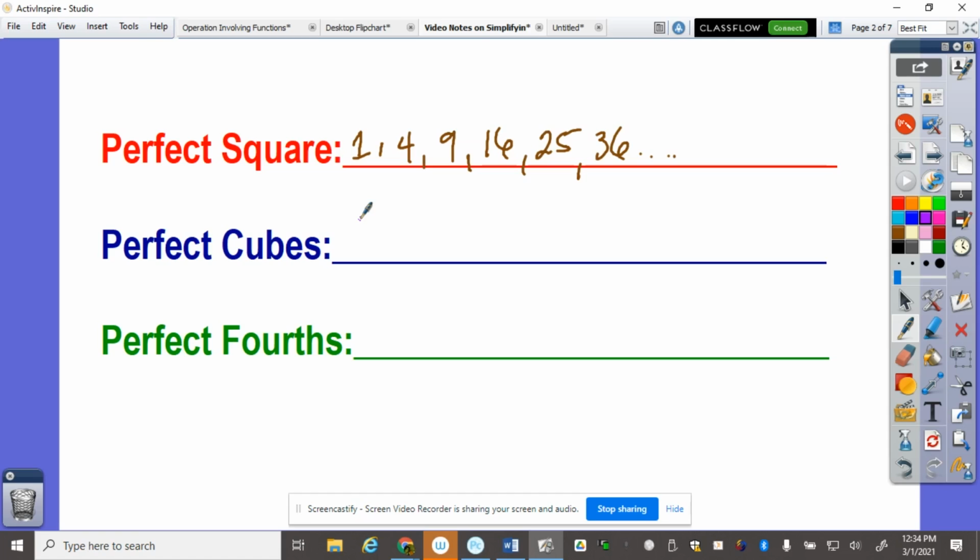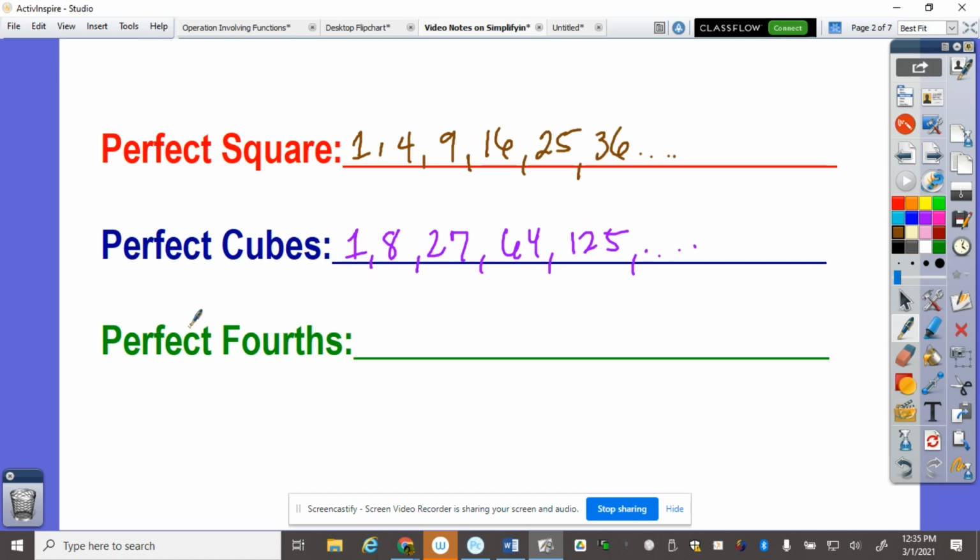So 1 times 1 times 1 is, we know, 1. 2 times 2 times 2 is 8. 3 times 3 times 3 is going to be 27. 4 to the third power, or 4 times 4 times 4, is going to be 64. 5 times 5 times 5 is equal to 125, and so on and so forth.